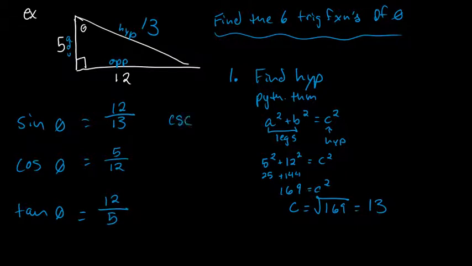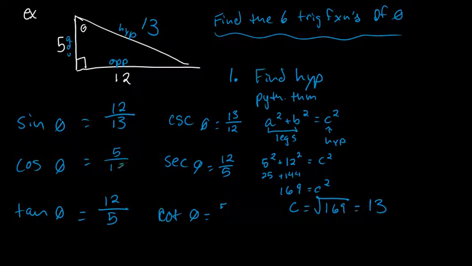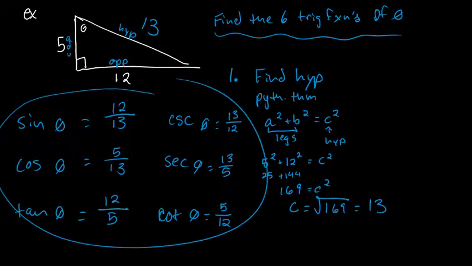Now I can find cosecant, secant, and cotangent of theta. And that's just me taking the reciprocal or flipping my values. So 13 over 12, 12 over 5, and that should be 13 over 5 on cosine, and 5 over 12. Alright, there are my 6 trig functions. So really the most difficult part is finding my third side.